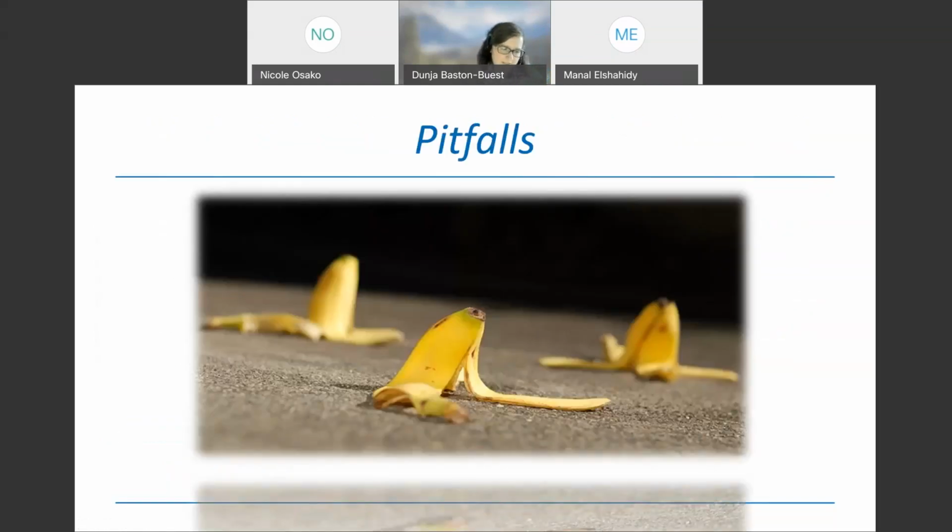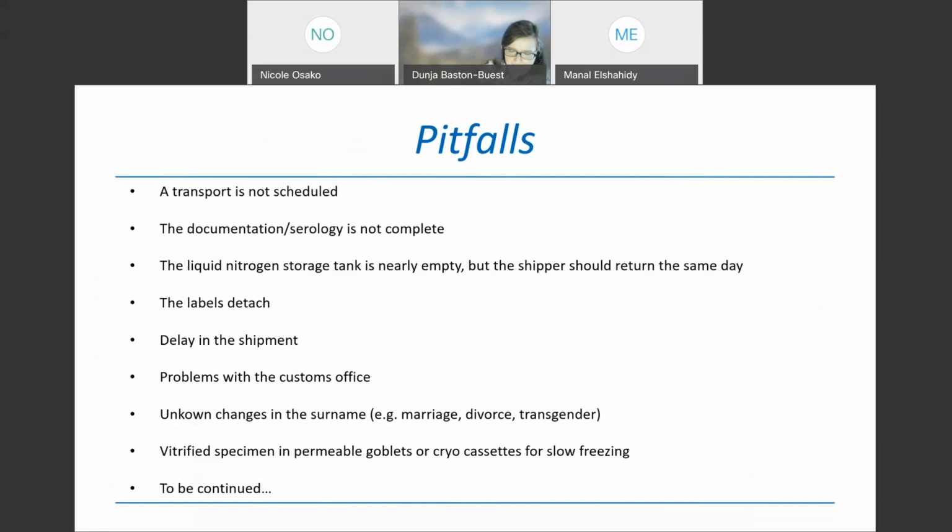Yes, last but not least, the pitfalls. So these are the pitfalls we experience in our center. And yeah, for example, transport might not be scheduled at all. And the staff then is confused about that. And you don't have any documentation regarding the patients or any serology, nothing. Or in case the documentation or the serology is not complete, then you start to phone the other center.